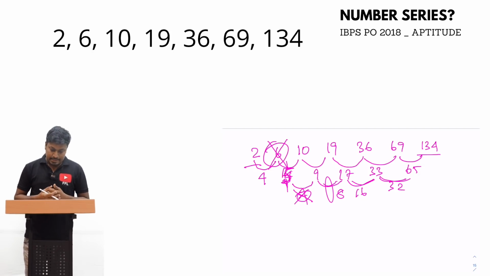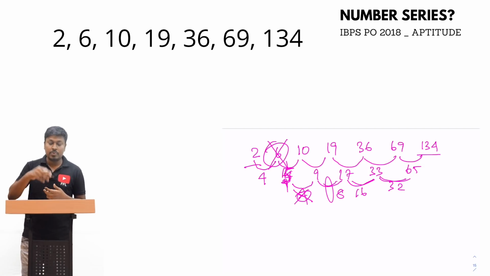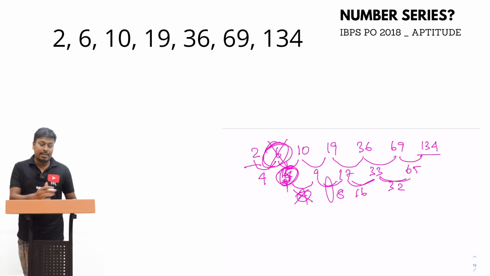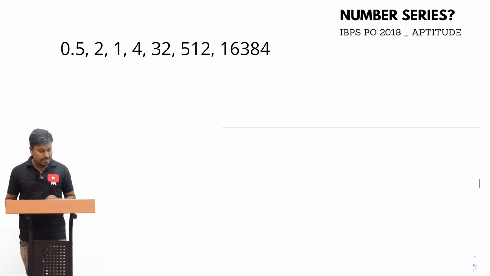Friends, got it? So interesting, I found the difference of difference, starting from 2, 4, 8, 16, etc. So this difference should not be 4. Only if we get 5, then the answer will be correct. So if I need to get 5, then this should not be 6, this should be 5 or something. So I can say that the second number is wrong actually. Got it? So last question.